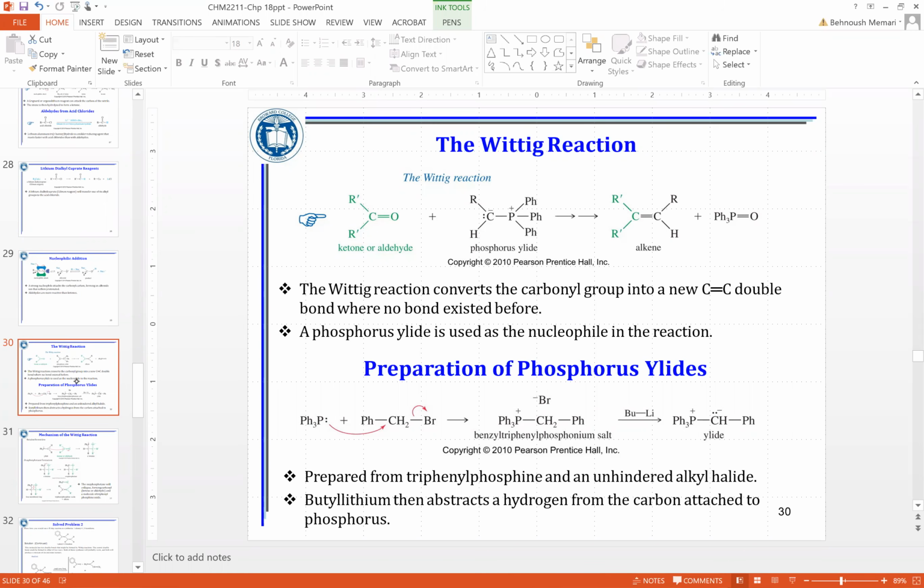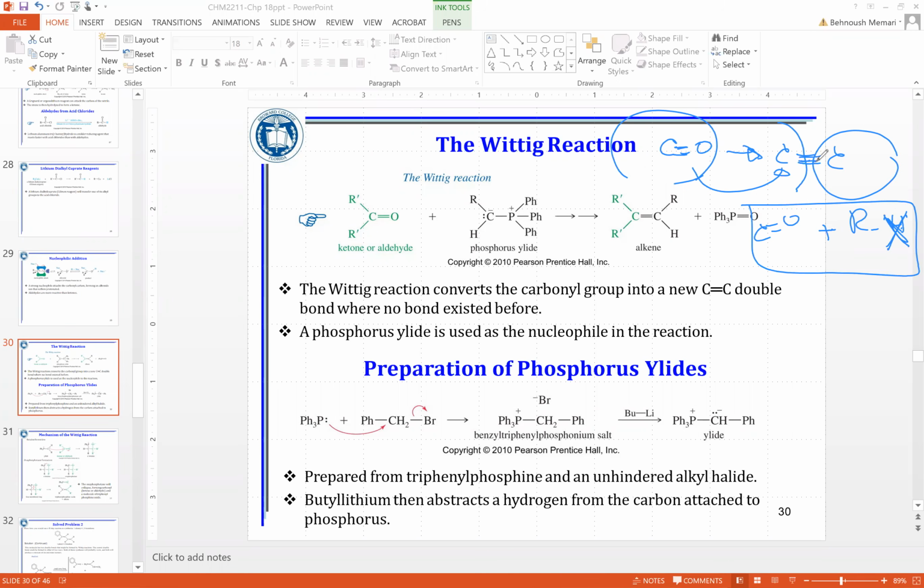What do you want to know about the Wittig reaction? First of all, you need to know that the CO double bond is going to change to a CC double bond. I'm simplifying this, okay? So the CO double bond changes to a CC double bond. One side of the CC double bond is coming from the CO double bond. The other side is coming from the alkyl halide. So it's basically the alkyl halide plus the carbonyl that gives you the CC double bond.